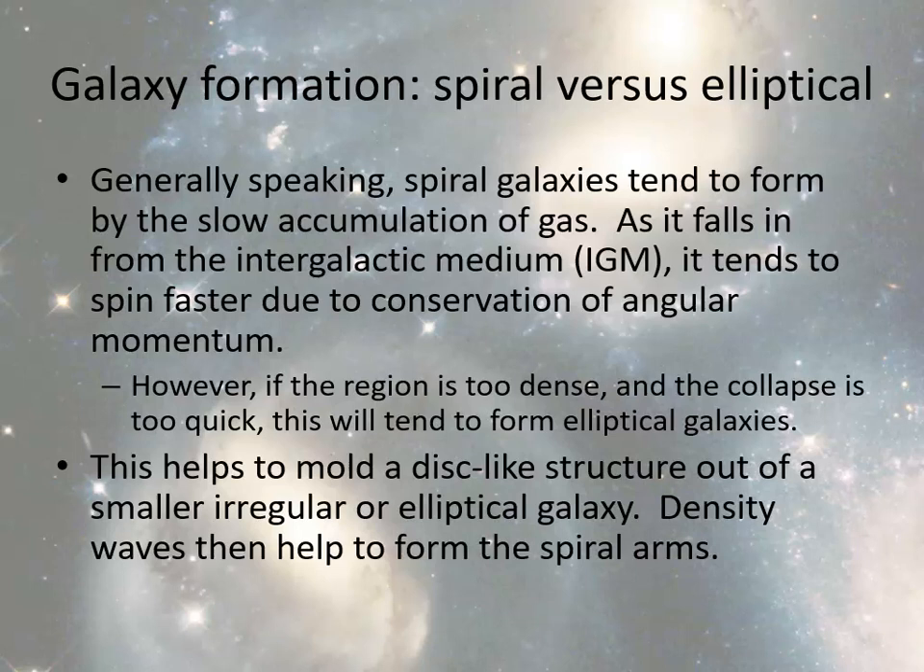However, if the collapse happens too quickly, which is what you have in regions that are very dense, you're going to end up forming elliptical galaxies.